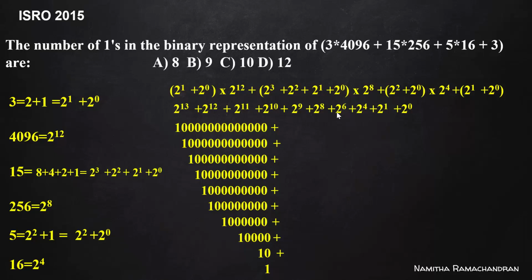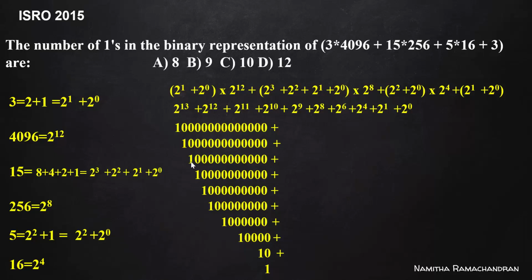Next is 2 to the power 6: 1 with 6 zeros, which is equal to 64. 2 to the power 8 means 1 followed by 8 zeros. That is 256 in binary. 2 to the power 9 is 512, and its binary is 1 followed by 9 zeros. 2 to the power 10 is 1024, that is 1 followed by 10 zeros.